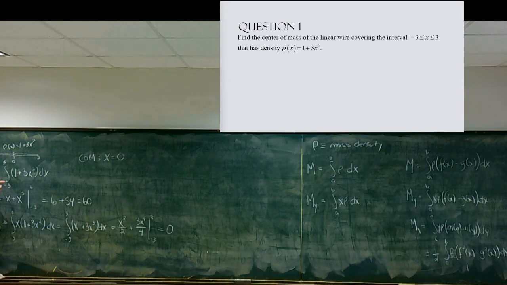This should make sense. The 1 plus 3x squared is even. So from minus 3 to 0 and from 0 to 3, the densities are the same. If density is the same, that means the mass on the first half and the mass on the second half are identical. In this case, total mass was 60. You have 30 units on here, 30 units on here. That's the point of the center of mass. So this little e is right in the center of the wire.